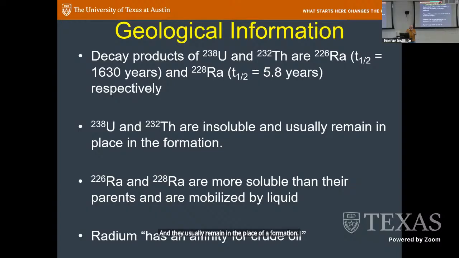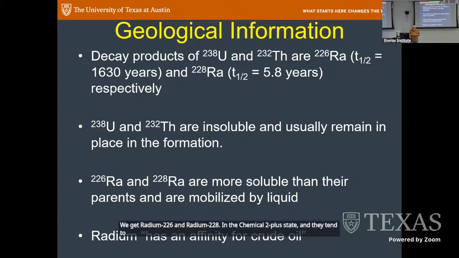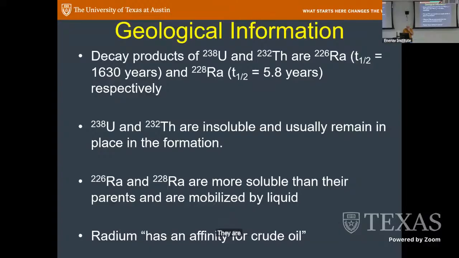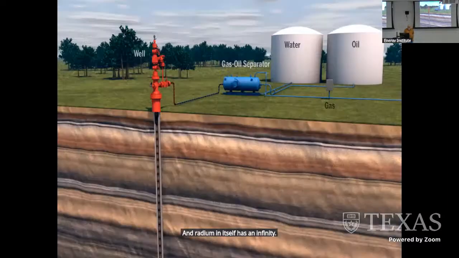But what happens is that down the chain, which I'll explain later on, you get radium-226 and radium-228 in the chemical 2+ state, and they tend to go to where the petroleum is. They are much more soluble than their parents and are then mobilized by the liquid. And radium in itself has an affinity for crude oil.